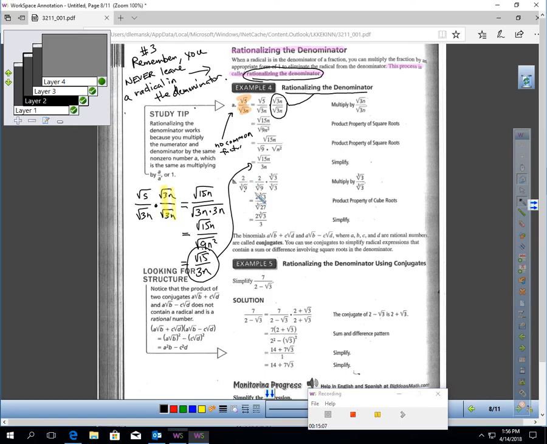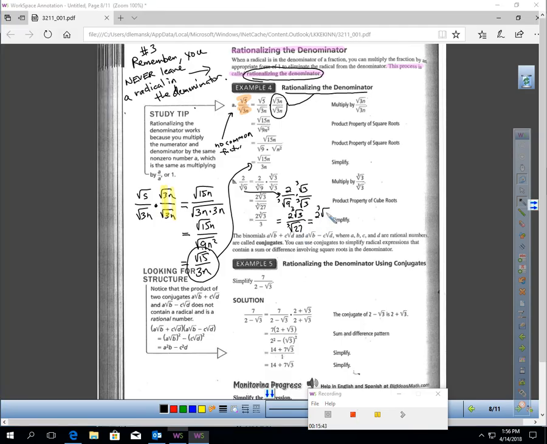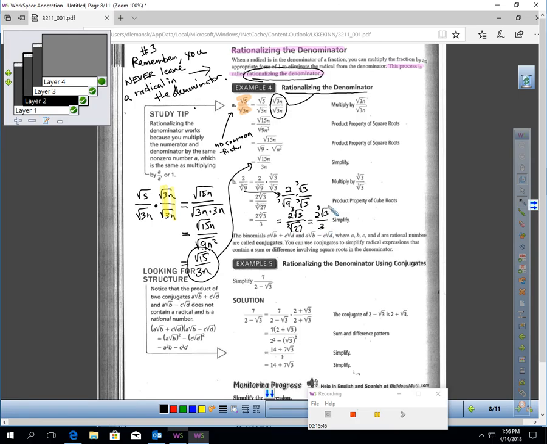That could happen in cube root questions as well, like what they're showing you here. I have 2 over the cube root of 9. Now, 9 is not a perfect cube, but 27 is, right? Isn't 3 times 3 times 3 27? So if I multiply the numerator and denominator by the cube root of 3, look what I get. I get 2 cube root 3 on top, but on the bottom I get the cube root of 27, and the cube root of 27 is 3. So 2 cube root 3 over 3, and I just simplified that.